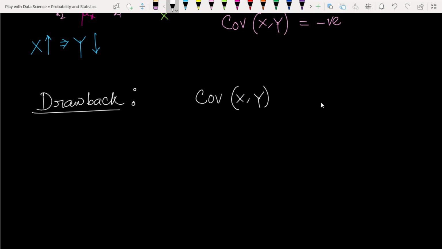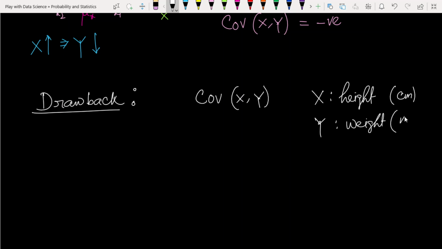Here x is the height of the students, taken in centimeters, and y is the weight of the students. Suppose we have measured these two random variables, height in centimeters and weight in kg, and we have calculated the covariance of them, so x is measured in centimeters and y in kg.